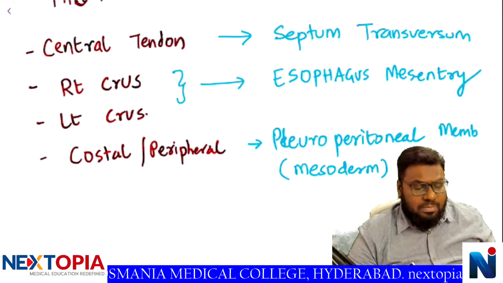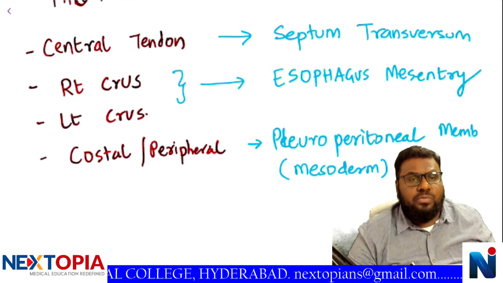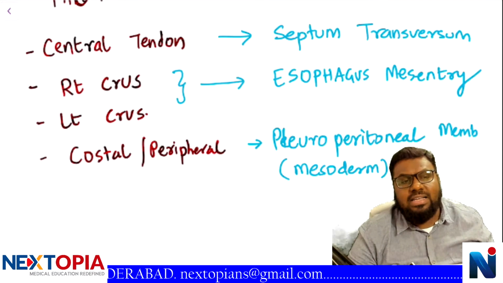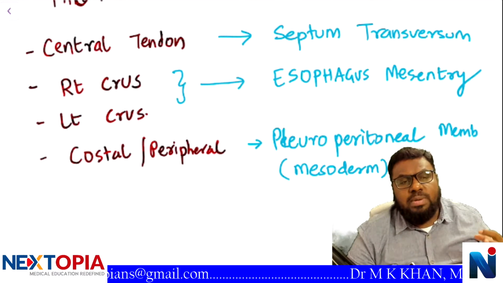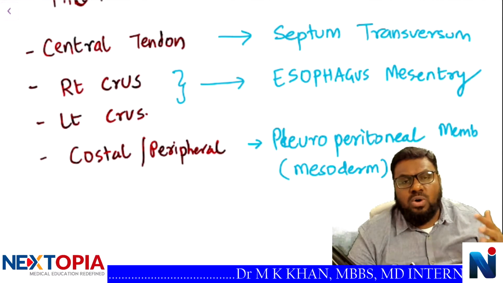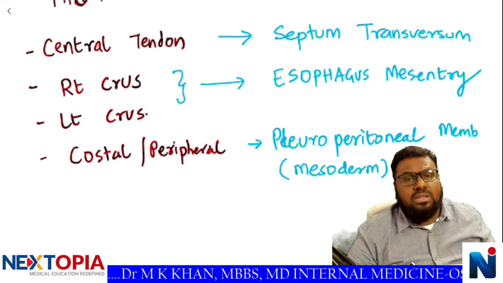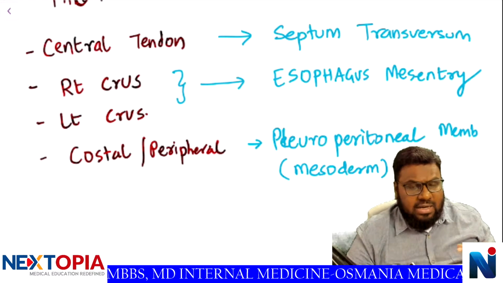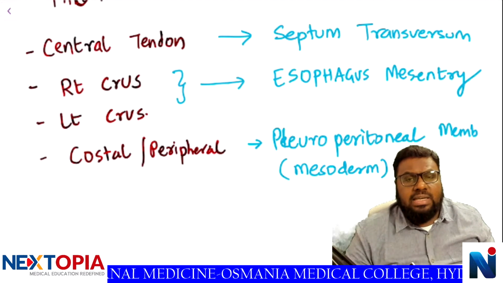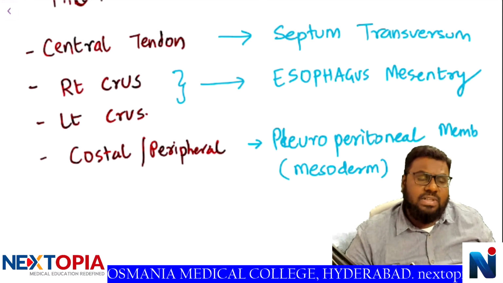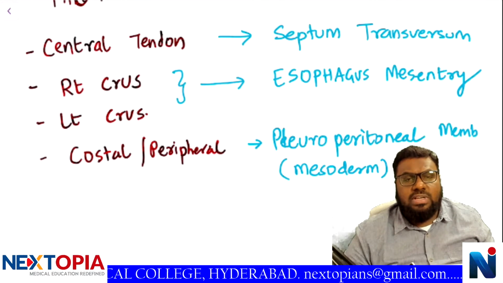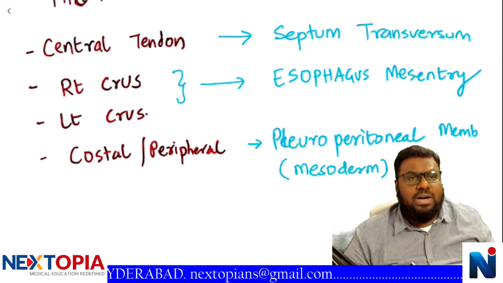The pleuroperitoneal membranes, on the other hand, which are present posteriorly and laterally, are small paired membranes, which give rise to the costal portion of the diaphragm. The mesoderm of the body wall and the external body wall gives rise to the pleuroperitoneal membrane, which gives rise to the costal part of the diaphragm.